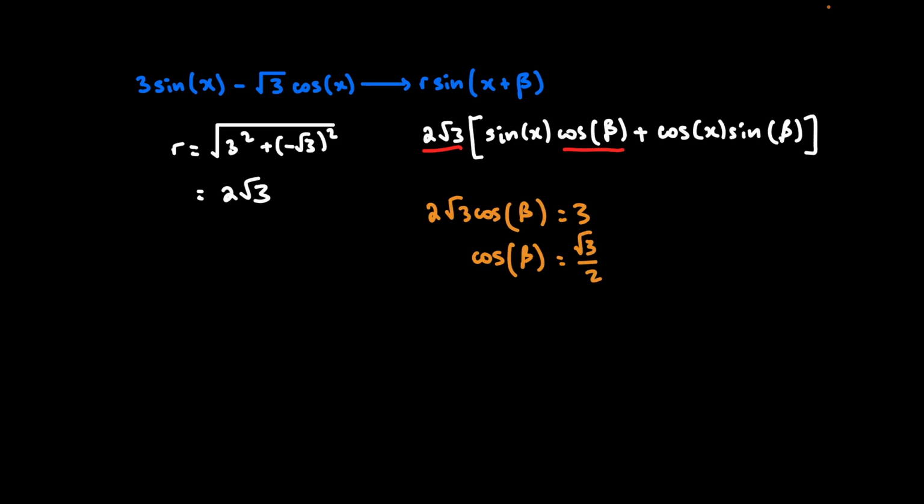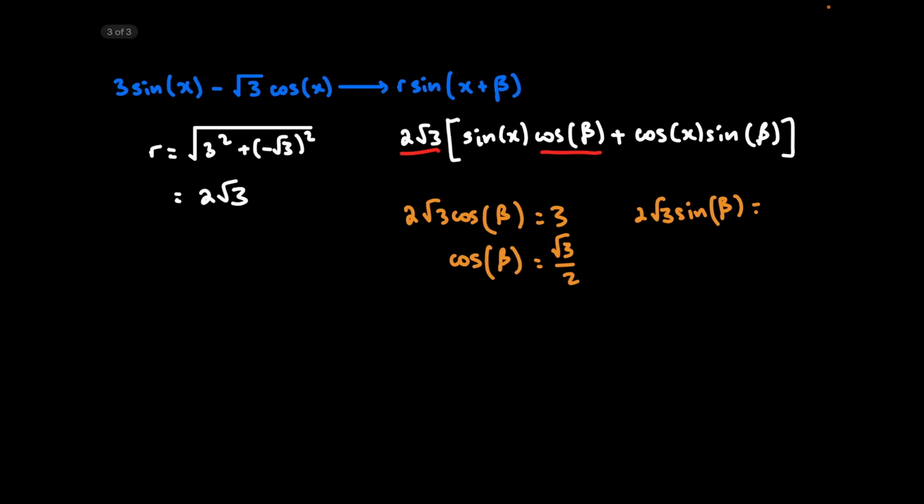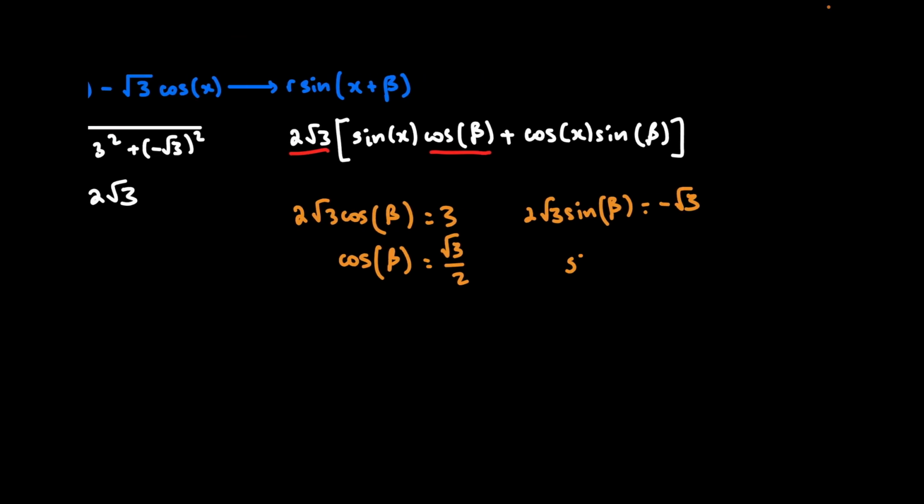And for the other term, we can say that the coefficient of cos x, in this case 2 root 3 sine beta, must be equal to the coefficient of cos x in the original function, which is minus root 3. So minus the square root of 3. So that means that sine of beta equals minus square root 3 over 2 square root 3, or just equal to minus a half.